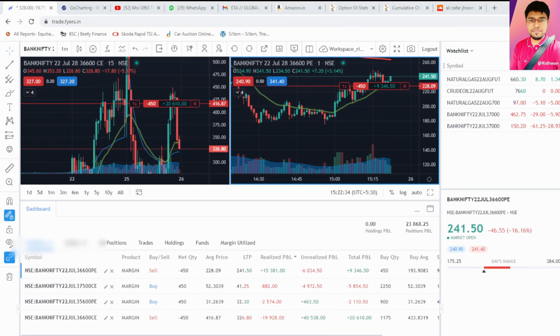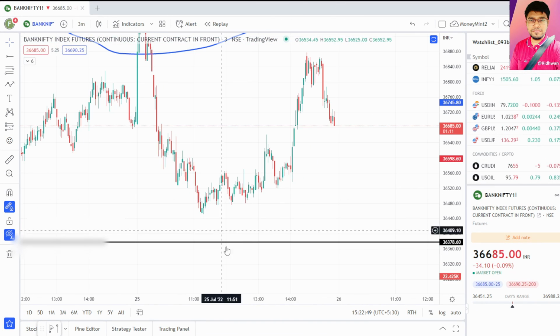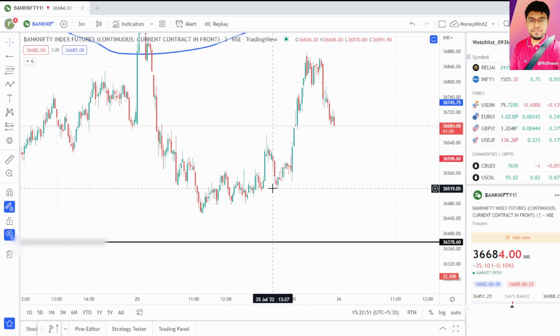So guys, here's an update. It is around 24,000 of profit here, and there were a lot of challenges by the Bank Nifty in the way it was moving, because you can see that we were expecting that the black line should be reached here, but it did not come.